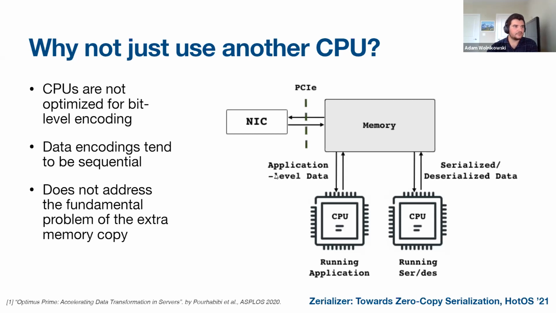And even if you do come up with some scheme to do this nicely in parallel, where you serialize and deserialize on one core and run the application on another, you still are seeing the fundamental problem of extra memory copies. You're not getting the zero copy item.